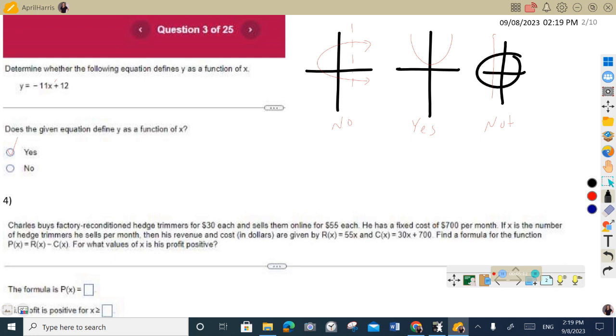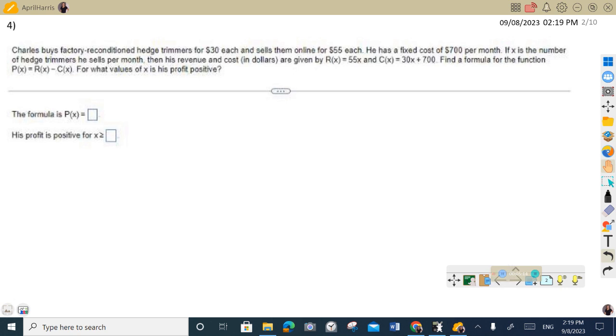They're families of functions. Number 4 says, Charles buys factory reconditioned hedge trimmers for $30 each and sells them online for $55 each. He has fixed costs of $700 per month. If X is the number of hedge trimmers he sells per month, then his revenue and costs in dollars are given by R of X equals 55X, C of X equals 30X plus 700. Find a formula for the function P of X equals R of X minus C of X. For what values of X is his profit positive?